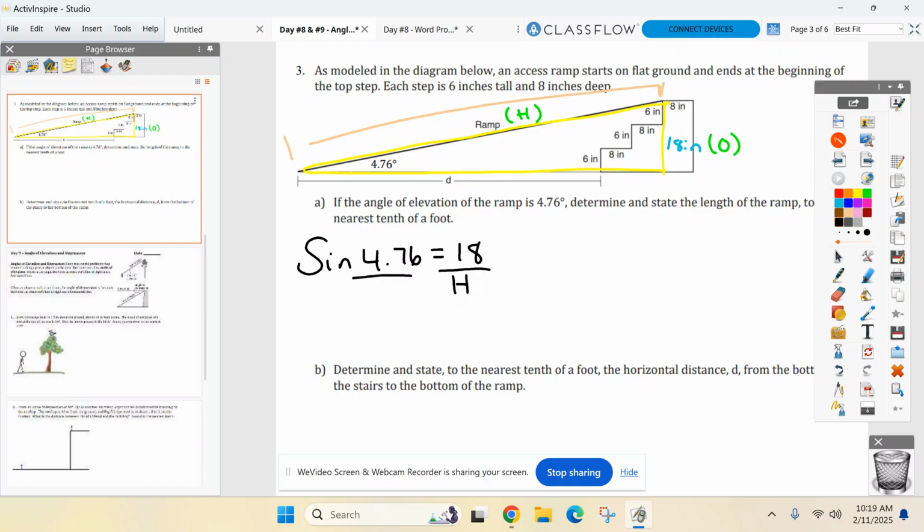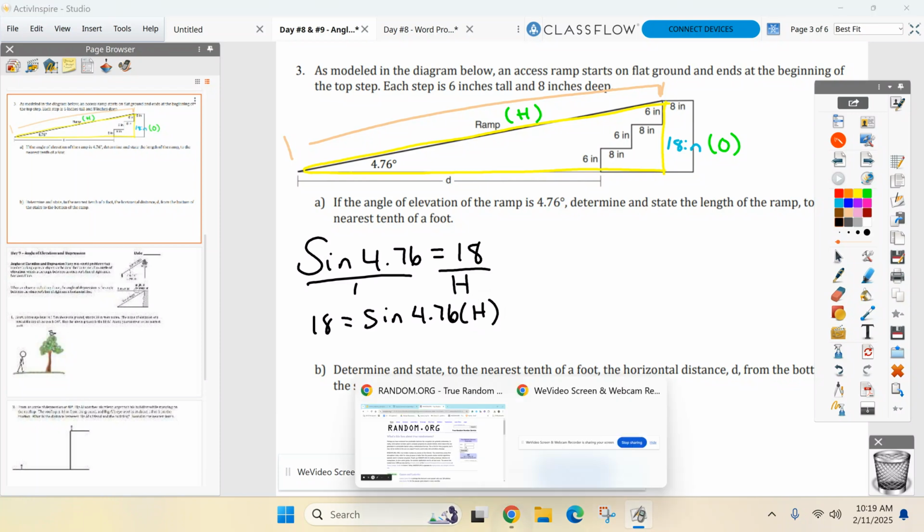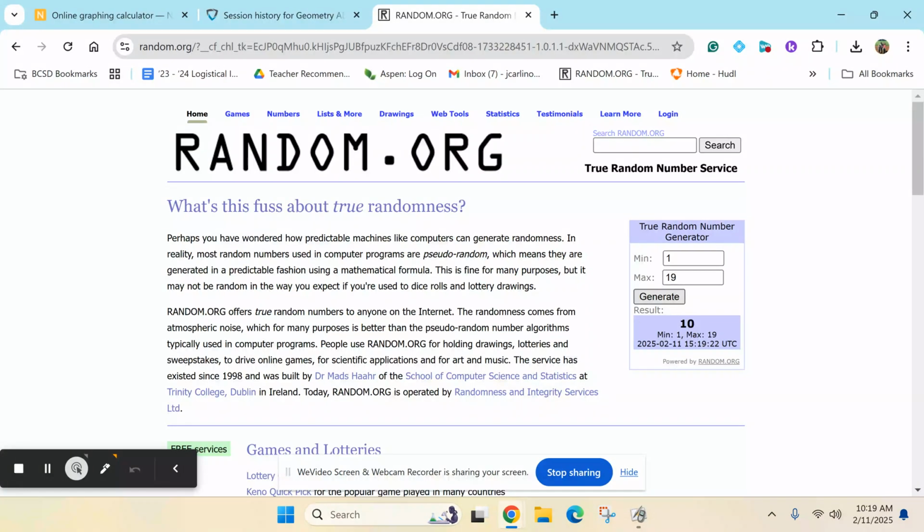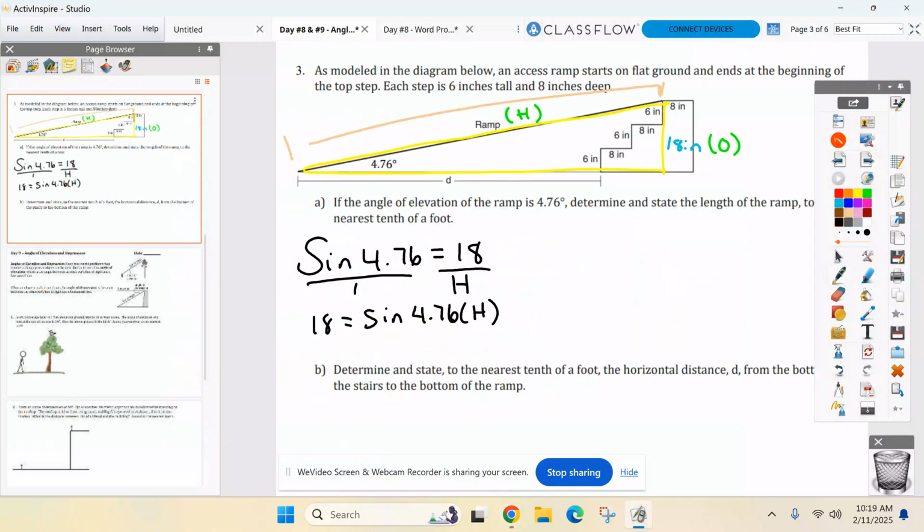All right, let's cross multiply. We got 18 equals sine of 4.76 times H. How do I get rid of the sine of 4.76? We did a lot of these yesterday. Where am I going with this one here? Adidia, how do I get rid of it? I already did cross multiplying. I'm at 18 equals sine of 4.76 H. I want to get H by itself. What do I need to do with the sine of 4.76? Oh, you divide on the other side. Divide both sides by sine of 4.76.